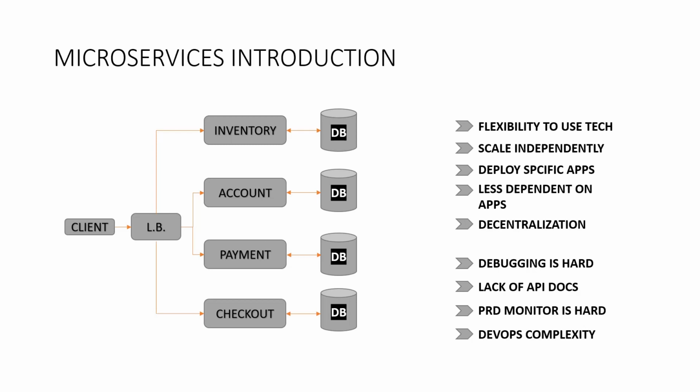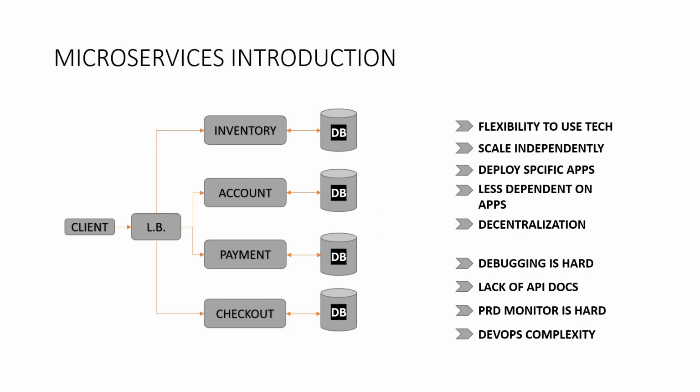But in the case of microservices, it is a chain of microservices, so functionality-wise it will interact with other microservices. For example, I'm using the account microservice, and then I want to see the products available in the UI, so the inventory microservice will be called. So functionality-wise it is difficult to debug.